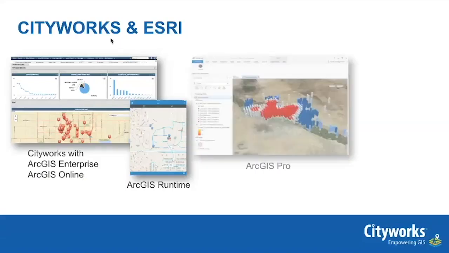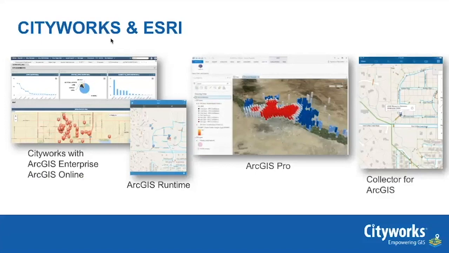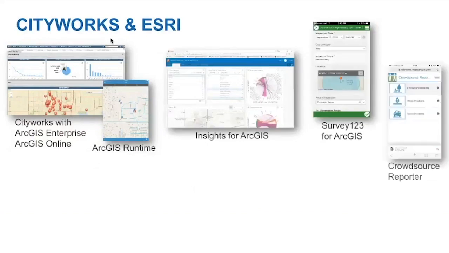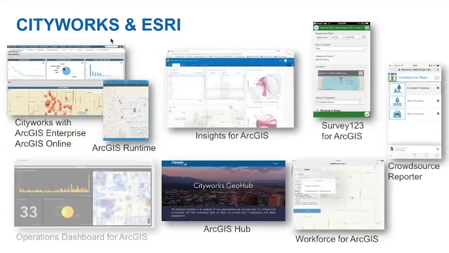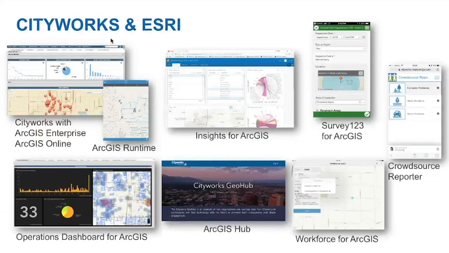So at its core, Cityworks has always supported ArcGIS. We're built, as I mentioned, directly on ArcGIS Enterprise, leveraging ArcGIS Online, ArcGIS Runtime for our native apps, and then for more in-depth spatial analysis, ArcGIS Pro, and Collector for ArcGIS. But as the ArcGIS platform has expanded through a series of apps, that information from Cityworks that's leveraging those apps has also expanded to include those as part of the overall solution for our clients.